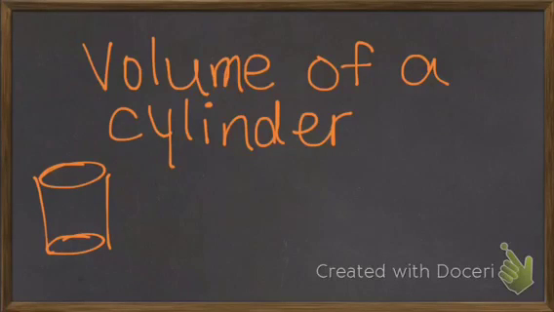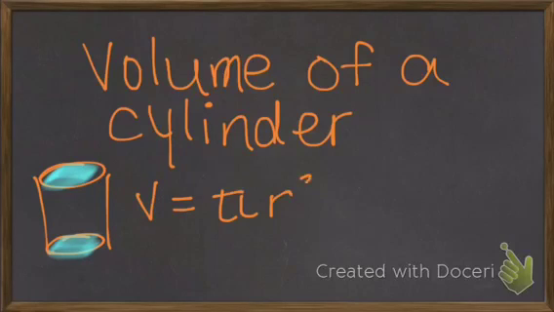Ladies and gentlemen, here we have a video about the volume of a cylinder. We need to make sure we write down this formula. I want to point out that in a cylinder, we've got a circular base and another circular base. And if we remember, the area of a circle is pi r squared.